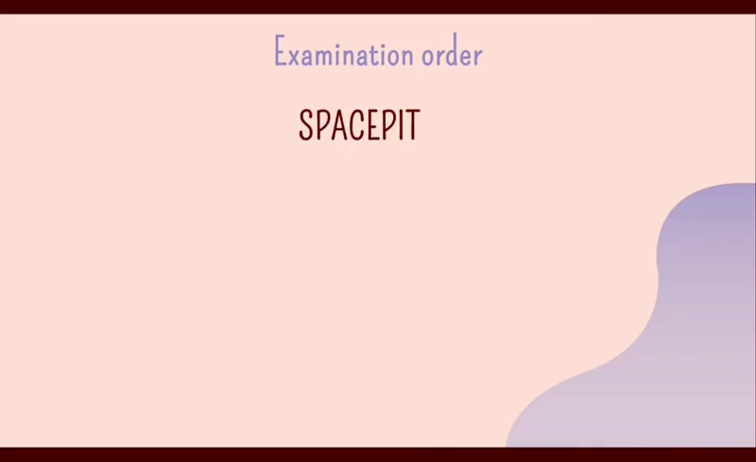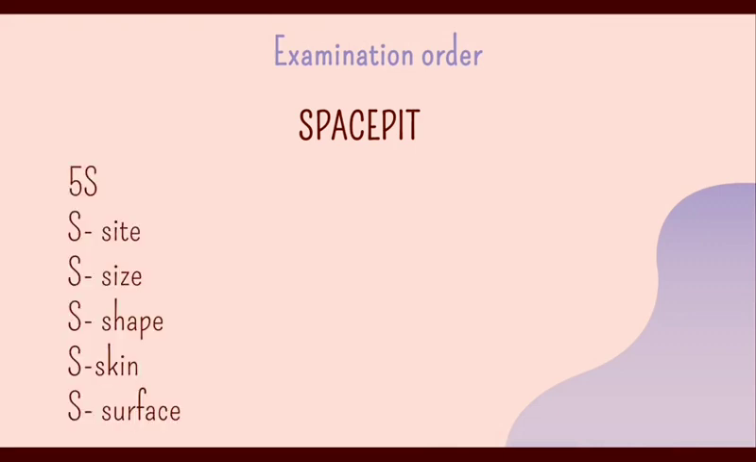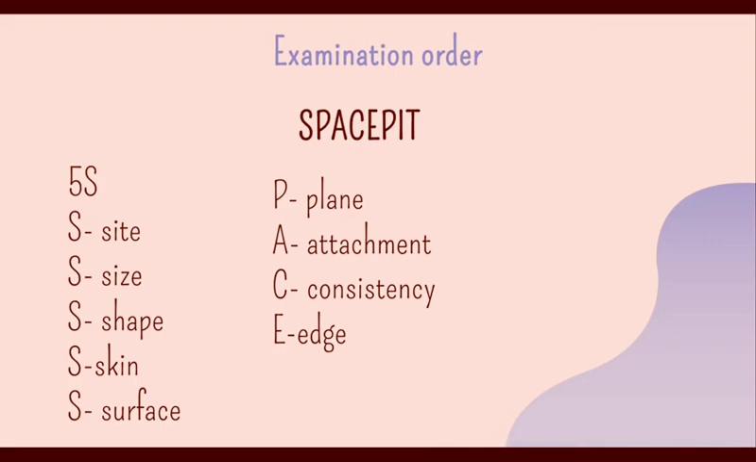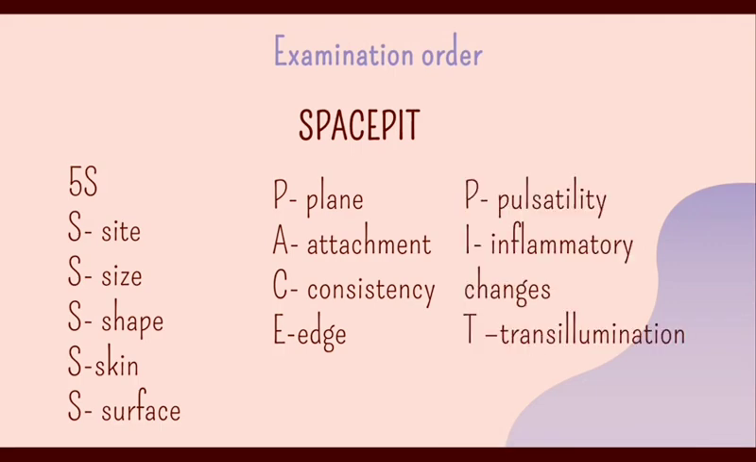It is the SPACEPIT. For our study purpose and for our easiness, we split this mnemonic into three parts. The first part is vivas. There are side, size, shape, skin and surface in that part. Second part is PACE, P-A-C-E: plane, attachment, consistency and edge. The third part is the P. For that we have pulsatility, inflammatory changes and transillumination.